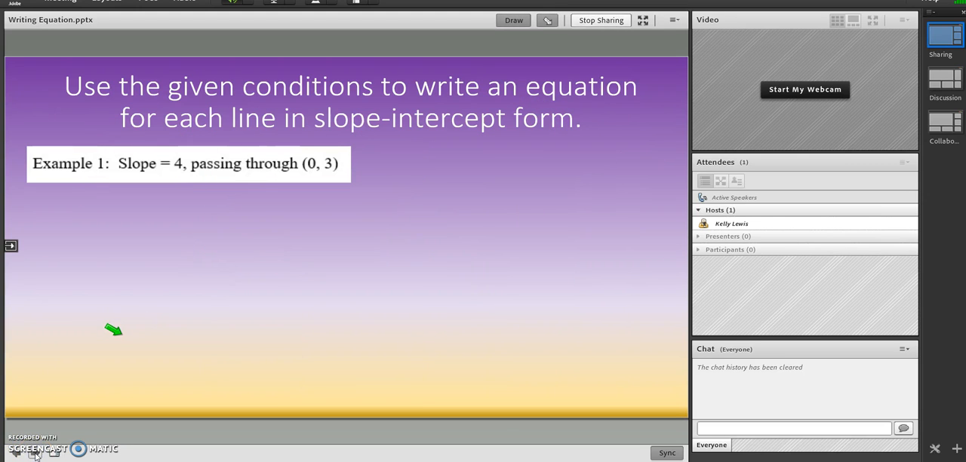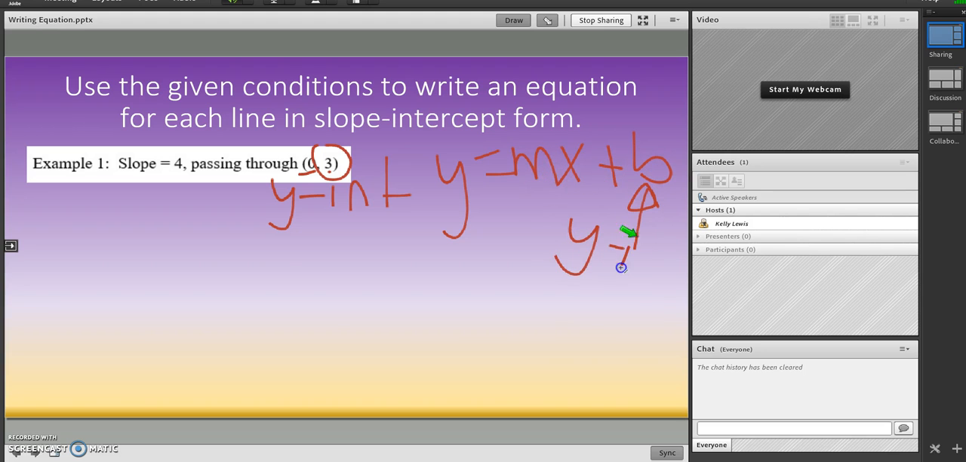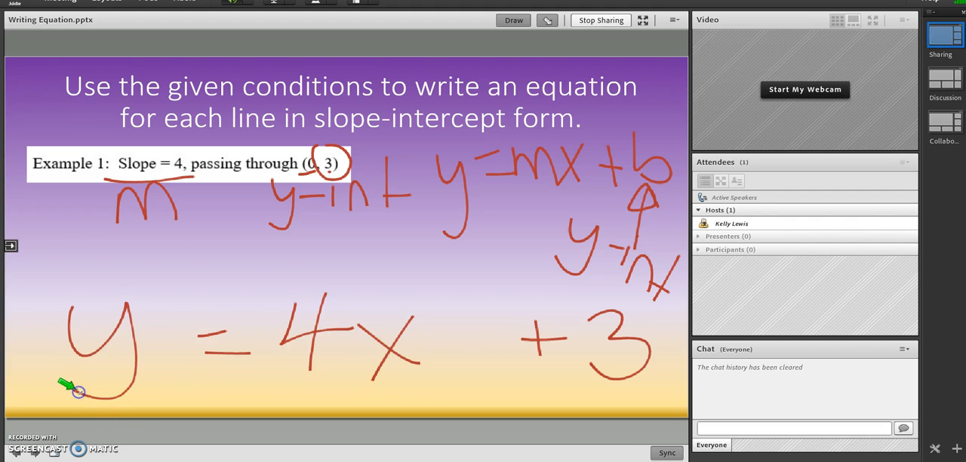All right, so here, let's do one. Remember, when there's a 0 where the x is, this guy is the y-intercept. And then y equals mx plus b. That's the y-intercept. So if there's a 0 where the x is, that means 3 is the y-intercept. So I can just substitute it in the spot where the b is, I'm so sorry. And then slope, that's 4. So that's my answer. y equals 4x plus 3.